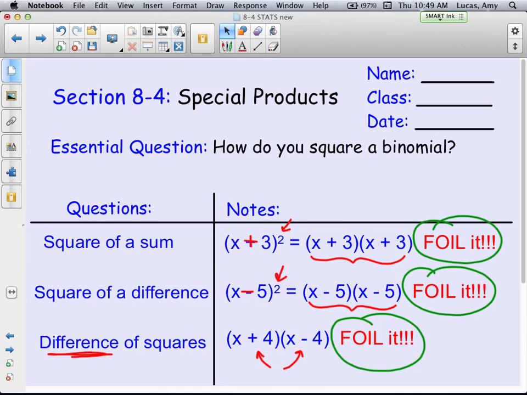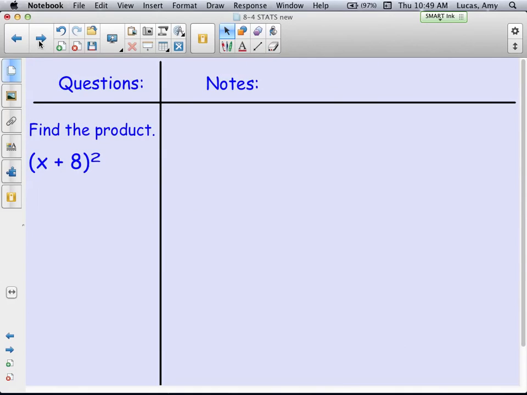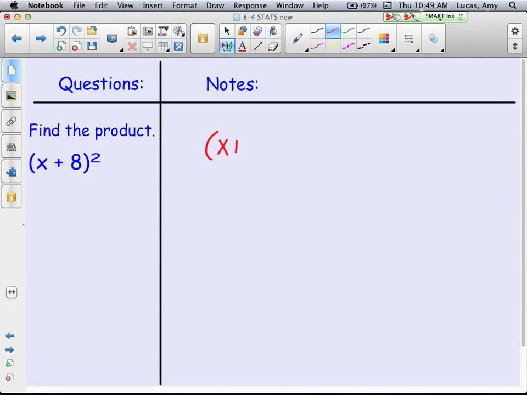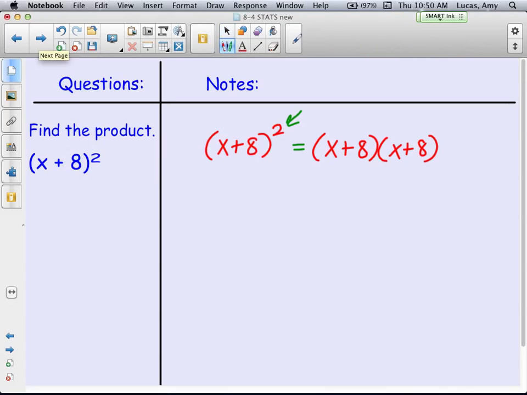So find the product. x plus 8 squared. So x plus 8 squared, the square means multiply it by itself. So that's exactly what we're going to do. So x plus 8 times x plus 8.